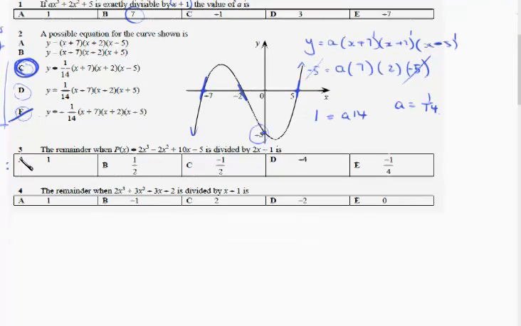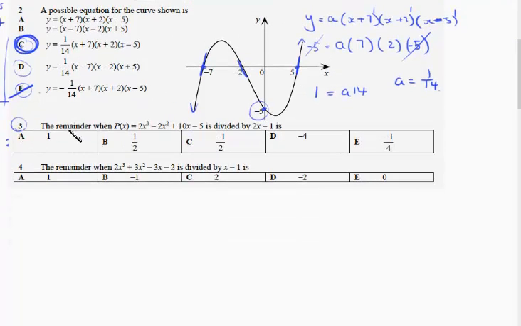Okay, let's try number 3. What is the remainder when this is divided by this? Of course, you can do the long division, which is the longer way.